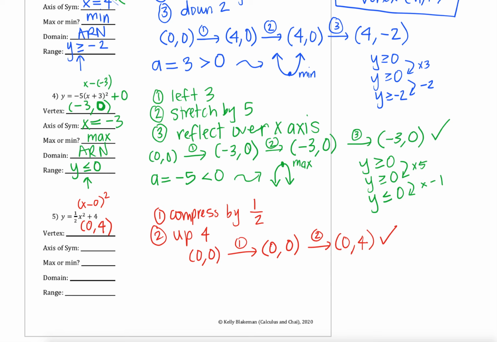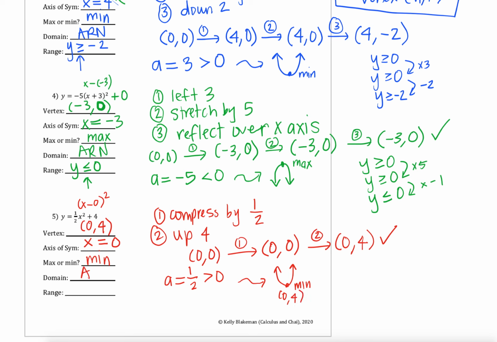Now that we have our vertex, I can always figure out my axis of symmetry. It's going to be x equals whatever number is in the x spot, so it'll be x equals 0. To determine my max or my min, I can think about my a value. Since my a value here is 1/2, which is bigger than 0, that means that there was no reflection over the x-axis, which we already knew since we listed our transformations, so this graph would be facing upward, and that means that my vertex is then going to be a minimum. So that 0, 4 is the smallest value on this graph then.